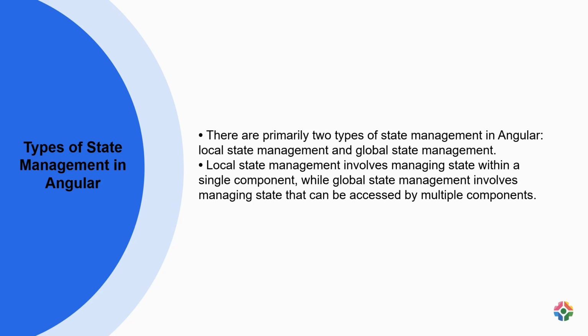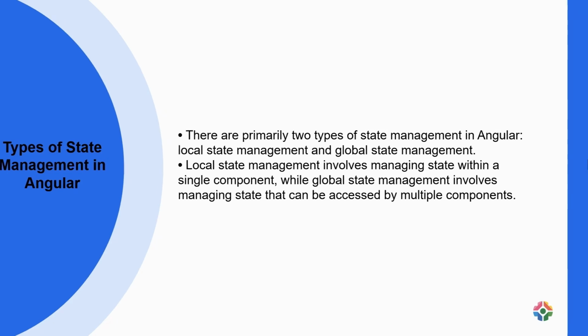For example, in a shopping cart application, local state management can be used to track the quantity and price of items within a single item component, while global state management can track the overall cart state to display total items and costs across different components.